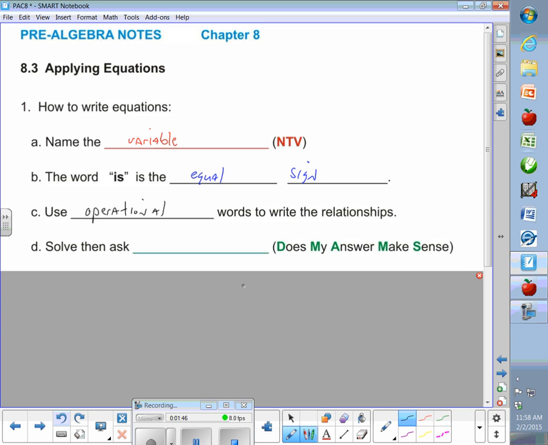You know, times is an operational word, multiplication. A product is an operational word, means multiply. Quotient would be an operational word, meaning divide. Minus would be an operational word for subtraction, etc., right? Add for addition. And so use operational words. And then, of course, when you solve, don't forget to ask the mams.